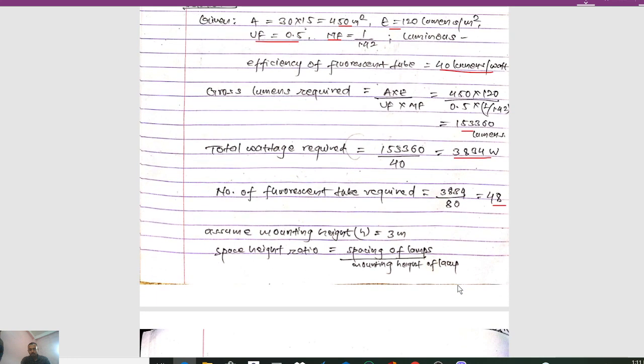And assume here the space height ratio is not given. So for that we'll assume a mounting height of 3 meters, and the space height ratio is calculated as spacing of lamp upon mounting height of the lamp. So from here we'll get the spacing. So spacing will be this mounting height into space height ratio. And the mounting height we have assumed 3, similarly the space height ratio we'll assume as 1. So we'll get here 3. Now to calculate the number of lamps in horizontal direction, we'll use the formula length of room upon spacing. So length of room is given as 30 meters and spacing we have calculated as 3, so you'll get here 10, means 10 lamps will be placed in horizontal direction.